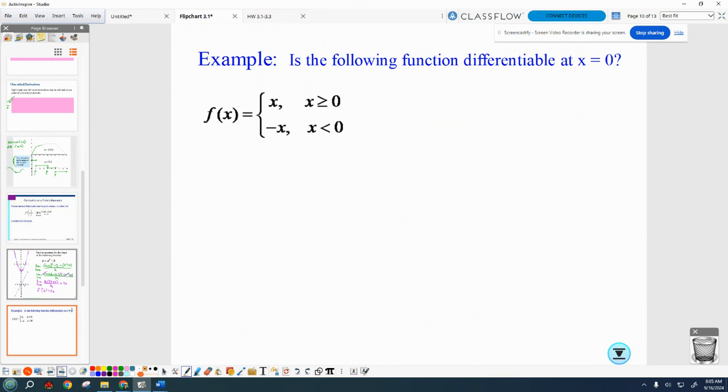What does this function look like? It's absolute value. There you go. It's absolute value. And this is how calculus will write absolute value all the time.